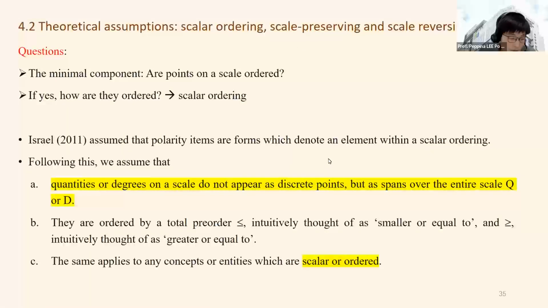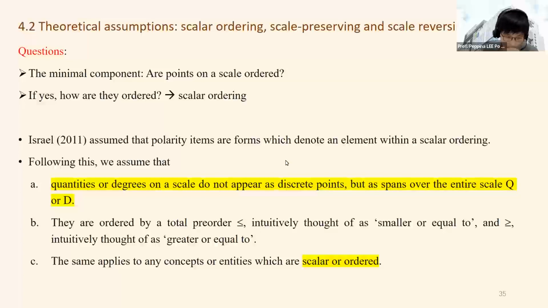A quick question here is about what we call the minimal component. To satisfy the minimal component, should we assume that points are ordered? The answer is quite clear now. It must be, because if you talk about minimal, it must be according to how the points are ordered on the scale or on the platform. Actually, Israel, as early as 2011, assumed that polarity items are forms which denote an element within a scalar ordering, which I mentioned earlier.